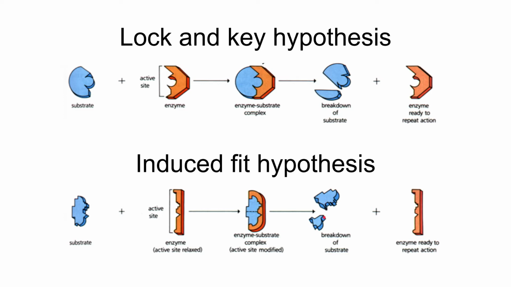As soon as the bonds are broken, the substrate is no longer complementary to the active site, and so these two are released, and the enzyme returns to its normal shape. Equally, if we're talking about 2 or 3 substrates fitting in and the enzyme is responsible for causing them to bond together, the same is true.